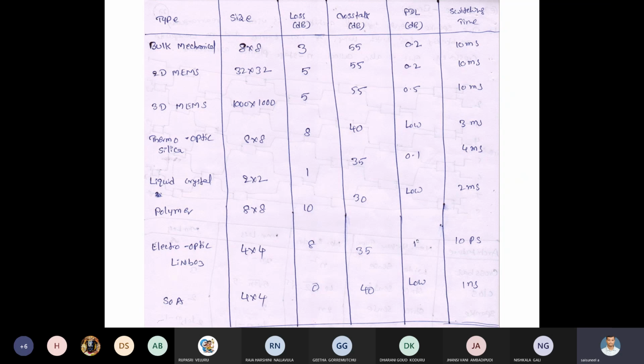How much time it takes, whether it is on or off condition. For bulk mechanical it is 10 milliseconds. For 2D MEMS it is 10 milliseconds. For 3D MEMS it is 10 milliseconds. For thermo-optic it is 3 milliseconds. Liquid crystal is 4 milliseconds. And polymer is 2 milliseconds. Electro-optic is 10 picoseconds. Finally, semiconductor amplifier is 1 nanosecond. These are some of the optical switching technologies which are used in real-time applications.